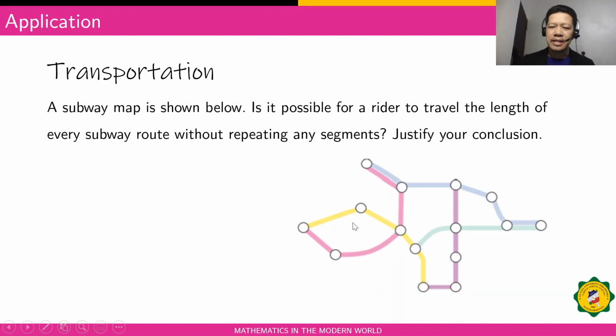Now, to determine whether there is an Euler path or an Euler circuit in this graph, we just need to determine the number of odd degree vertices. If there's no odd degree vertices, there is an Euler circuit. And if there is exactly 2 odd vertices and all others are even vertices, we can conclude that the graph actually has an Euler path, and that will actually answer our problem.